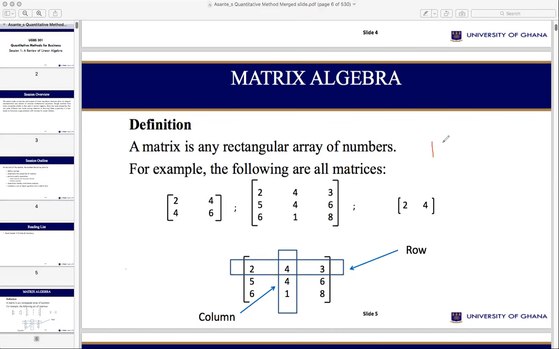it is, let's say, 1, 2, 3, 1, 2, 3, 1, 2, 3. It is a 3 by 3. So 3 by 3 will make it what? A square. But if it is 1, 2, 1, 2, 1, 2, this is a 3 by 2 matrix, which will make it what? A rectangle. So basically, we can just define it as a rectangular array of numbers or a square.